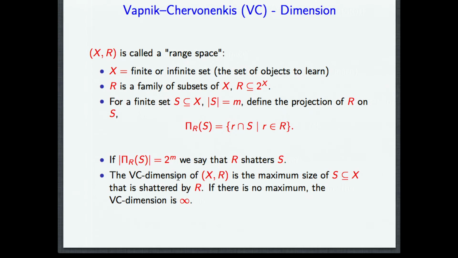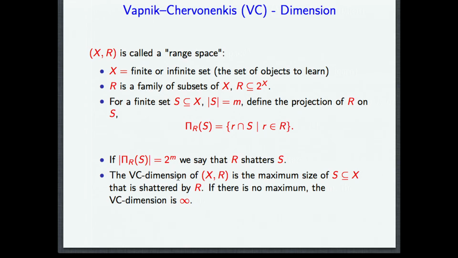Now we ask, if I look at all the ranges, but I restrict them to the set S, how many different ranges do we actually have? I can start with an infinite number of ranges, but if my set is finite, then many of the ranges, when projected on the finite set, either coincide or are completely not there. So I ask, how many sets are in the projection? Now, if the projection on M elements has 2 to the M sets, that means every dichotomy, every subset, is represented in this projection. Then we say that R shatters S. It means that the projection already represents all the possible dichotomies of the set S.